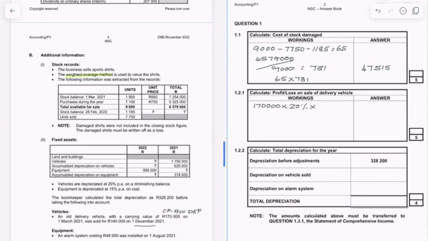Now, we used the vehicle up until it was sold on the 1st of December. So that would be from the 1st of March to the 30th of November. March, April, May, June, July, August, September, October, November. 9 months. So we used it for 9 out of the 12 months. So the current year's depreciation is equal to 25,500.